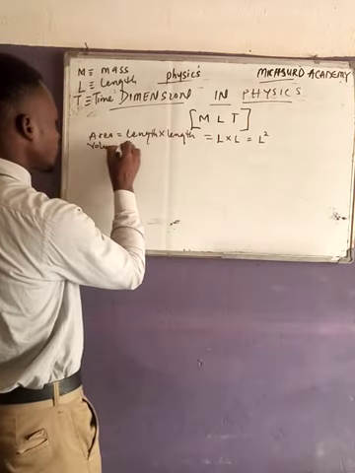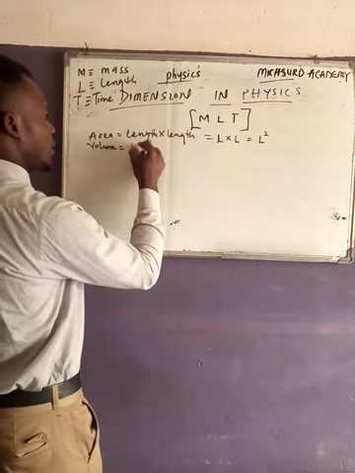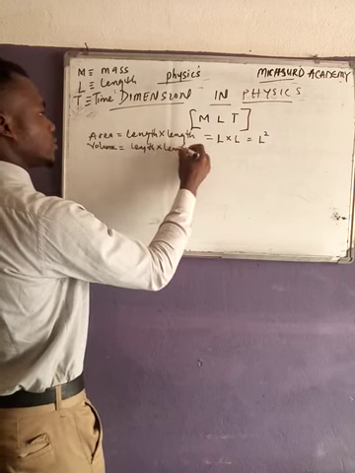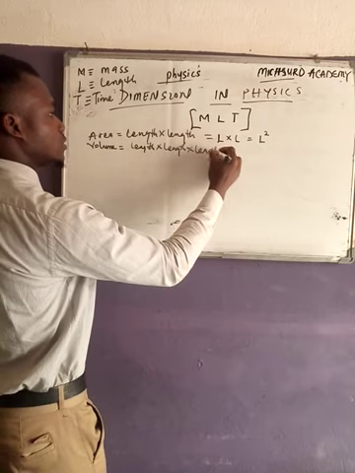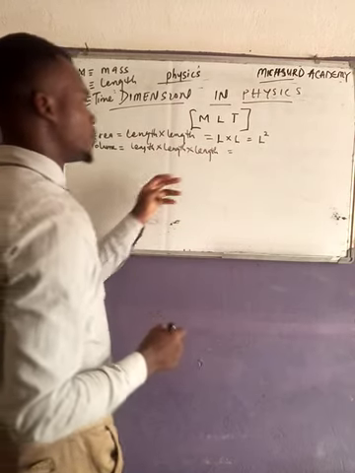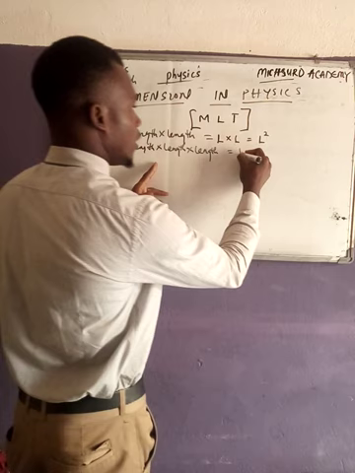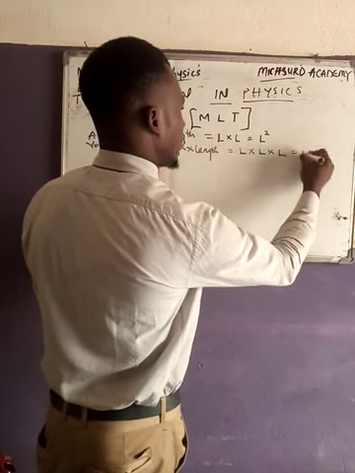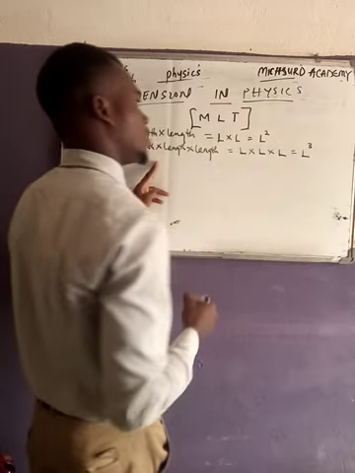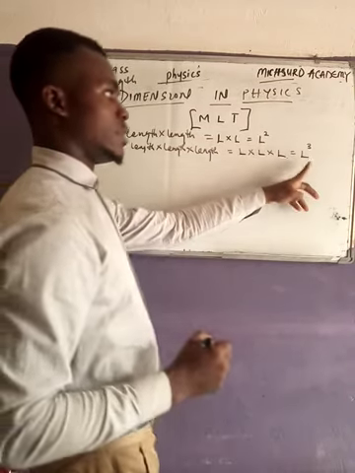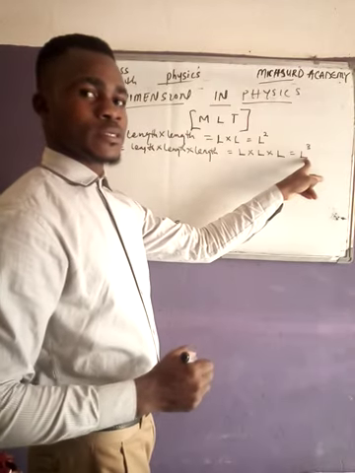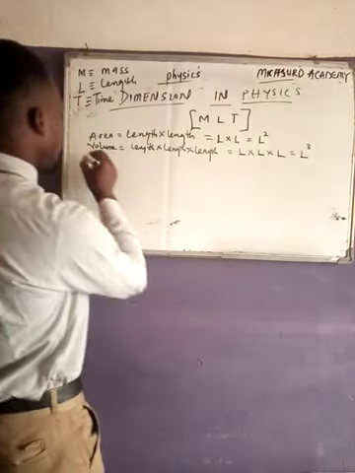Alright, let's do volume. Volume is length times length times length. If you are looking at a cube, this will be L times L times L, which will give us L raised to power 3. So that is the dimension for volume, L raised to power 3.